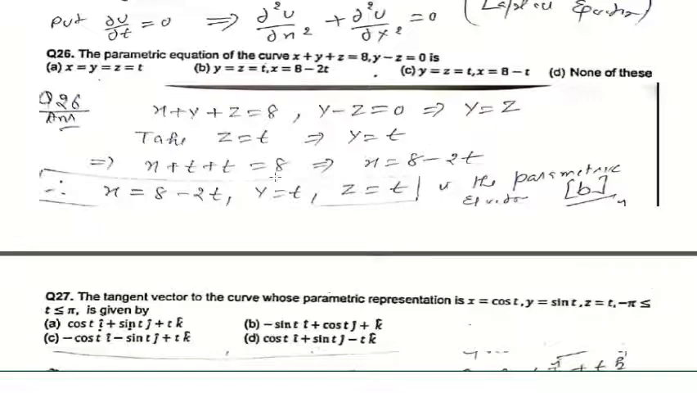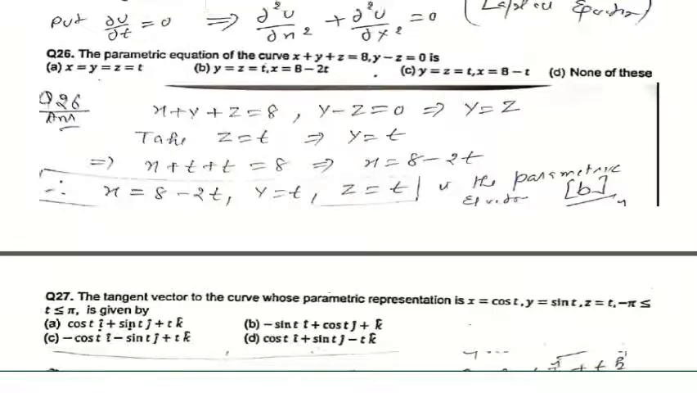So put x, y, t, z, t both here. You will get x is 8 minus 2t. So it is the parametric form of the given equation. You can use any variable as t, or you can take the options and put them into the equations. Whichever satisfies the equation is the correct option. You can use that also.